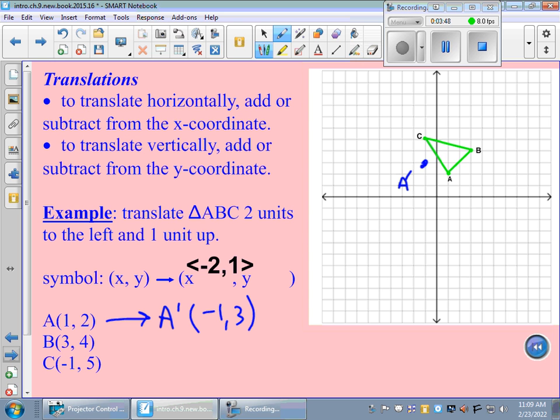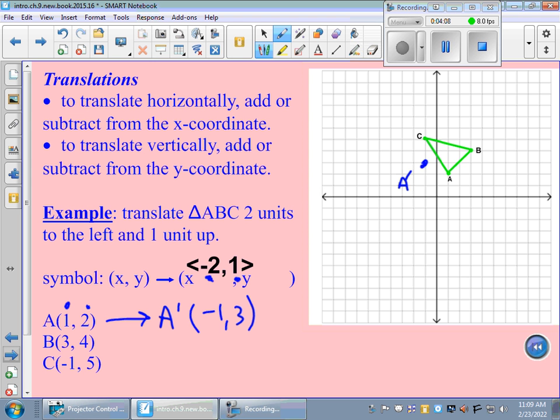So there are a couple of different ways that you can do that. You can just do the math like we did with vectors. Negative 2 plus 1 is negative 1, and then 1 plus 2 is 3. You can see when we moved it on the coordinate plane from the origin, we are now located 1 to the left and 3 up, so that's our A prime.